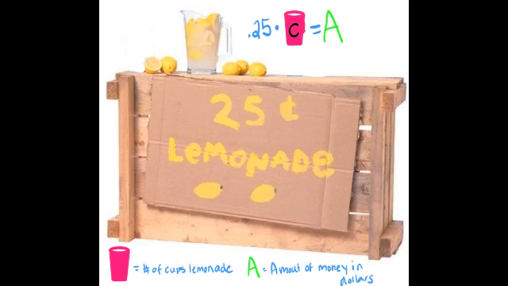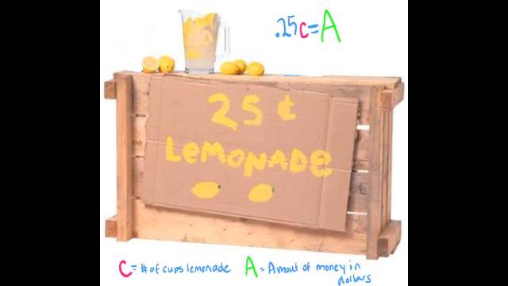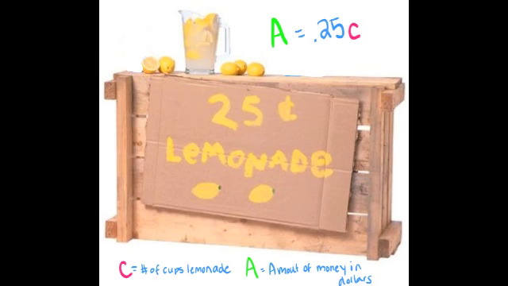0.25 times c equals a. Now when we have a variable and we're multiplying a number by it, we don't even have to write the times sign. We can write it 0.25c equals a. And because they're equal, we can also write a equals 0.25c.